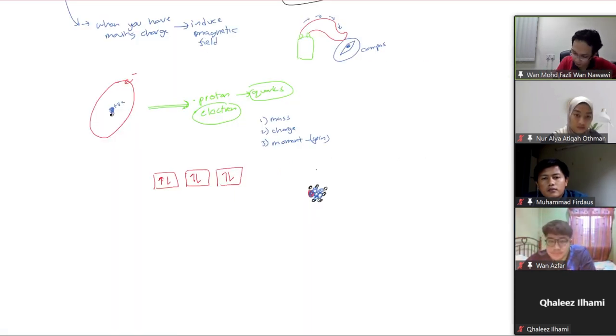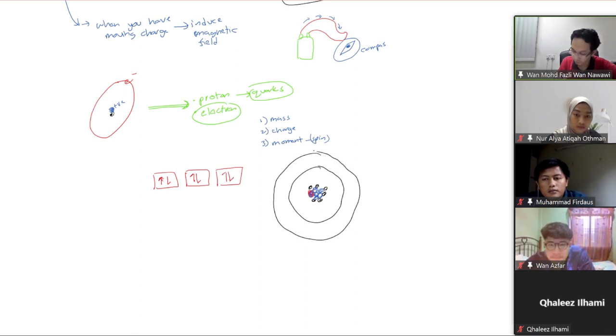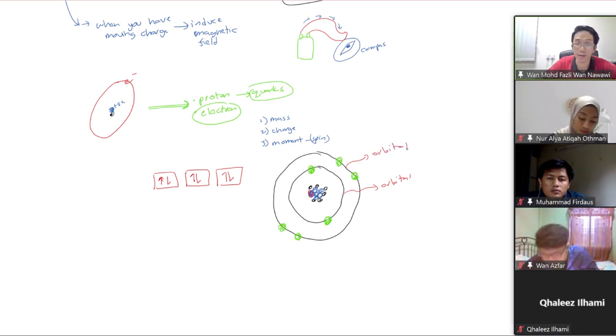You may be familiar with this thing, 1 and 2. There are 2. For this carbon, you have this electron. Let's say I draw these 2 electrons here, and then you have 4 electrons outside. This is basically what we call the orbital. Although it's not orbit, it's orbital.